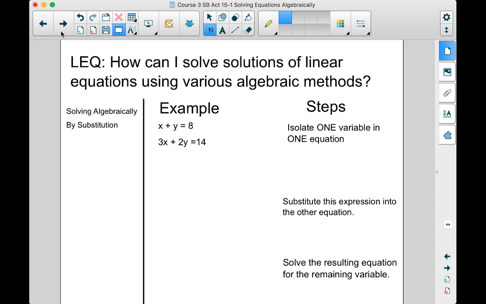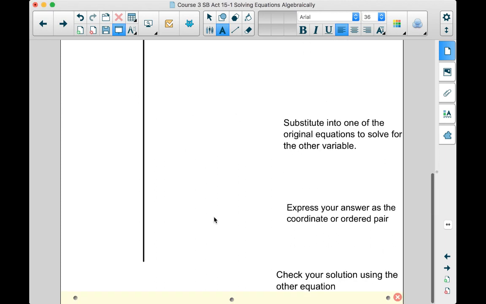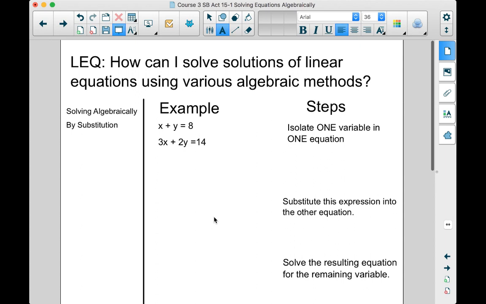So in your composition books, I want you to go ahead and glue down this notes sheet or take notes as we are going along. Remember that it's important that anything I write on here, you write in your notes. And again, ask any questions that you have.